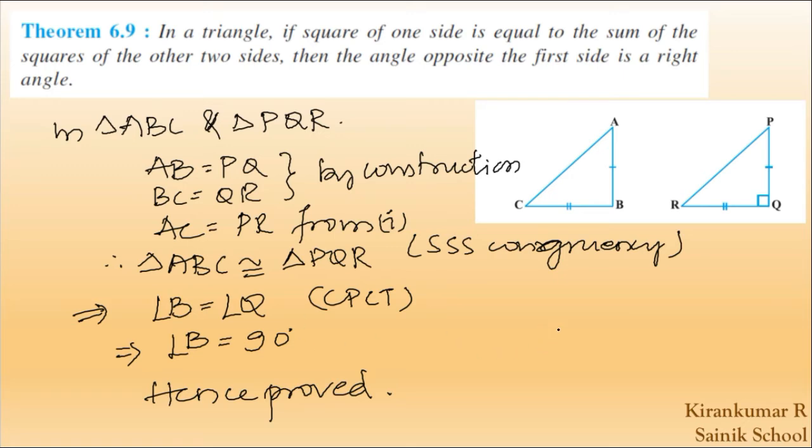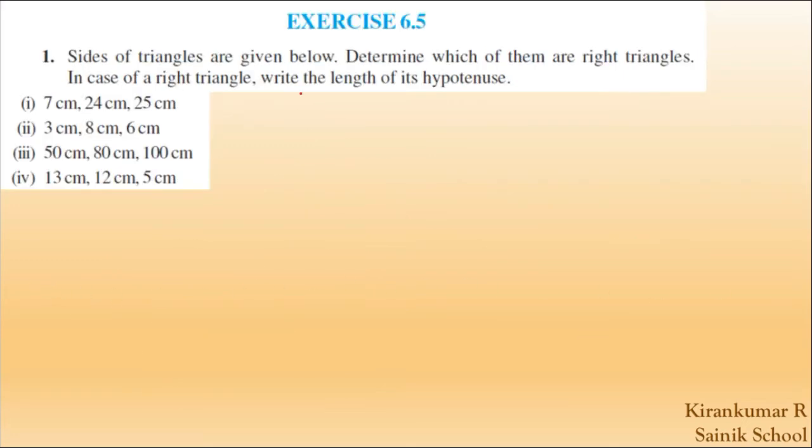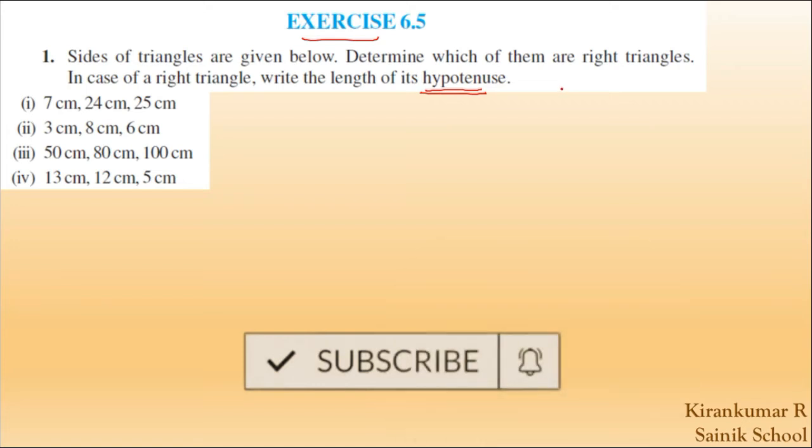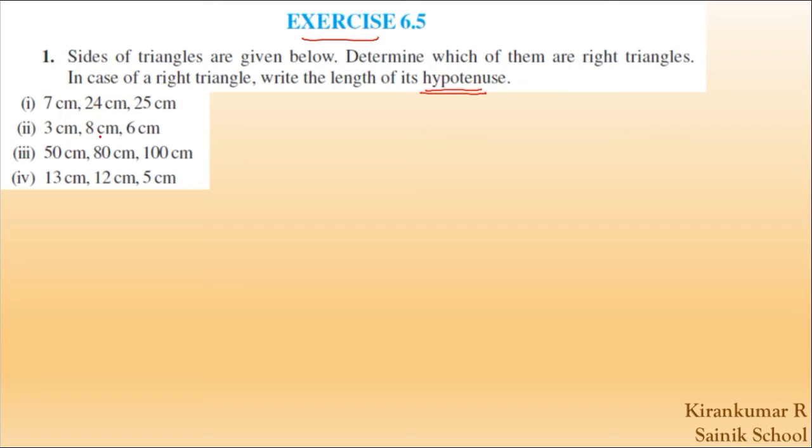Remember, most of the time in the examination they may not ask to prove the converse of Pythagoras theorem or Pythagoras theorem. They'll ask a different question which is related to this particular theorem. Let's solve the exercise 6.5, which is related to Pythagoras theorem. Let's take up the first question of the exercise 6.5. Sides of the triangle are given below. Determine which of them are right-angled triangles. In case of right-angled triangle, write the length of the hypotenuse. Remember, in class 7th, we have learned that a right-angled triangle will be having the longest side as the hypotenuse. So once you prove whether it's a right-angled triangle or not, we can easily identify the hypotenuse.